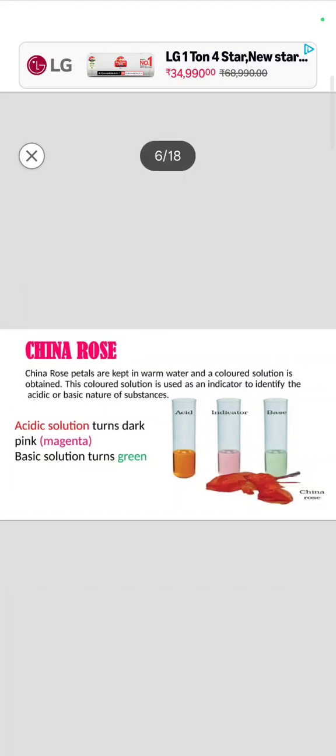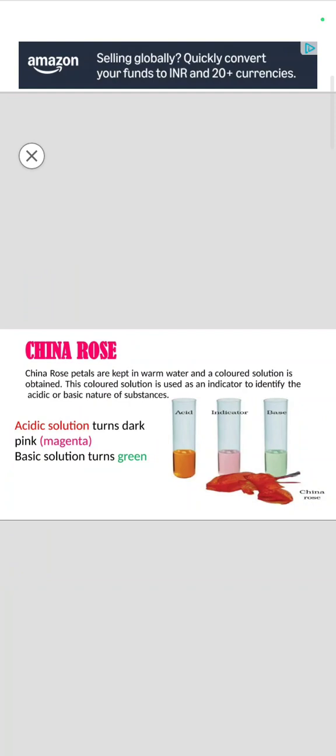Okay. Talking about the China rose indicator. China rose is otherwise known as hibiscus. If the China rose petals are kept in warm water, then a colored solution is obtained. And that colored solution of China rose is used as an indicator to identify the acidic or basic nature of substances.